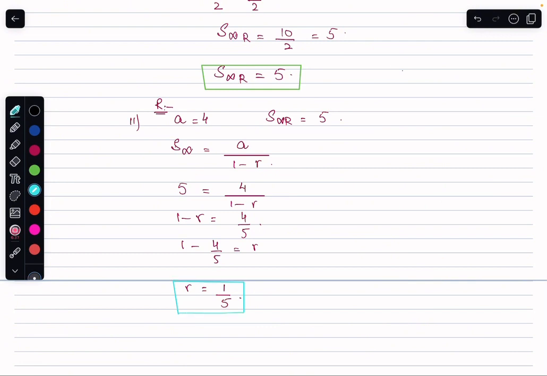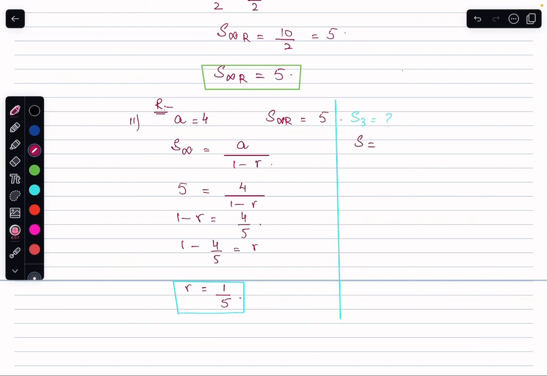But the question here has asked us for the sum of the first three terms. This is what we are supposed to find out. So we have the a value, we have the r value, so that is not going to be difficult.